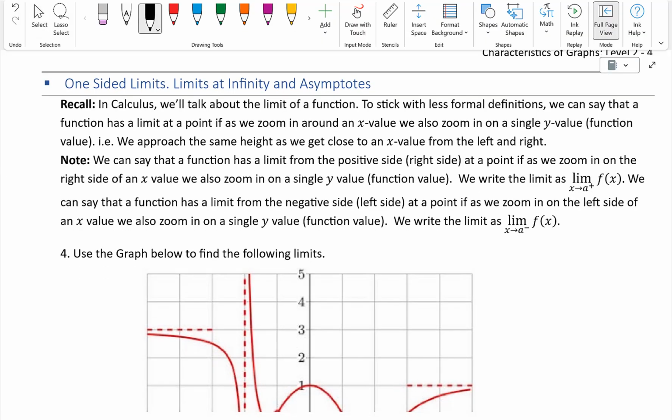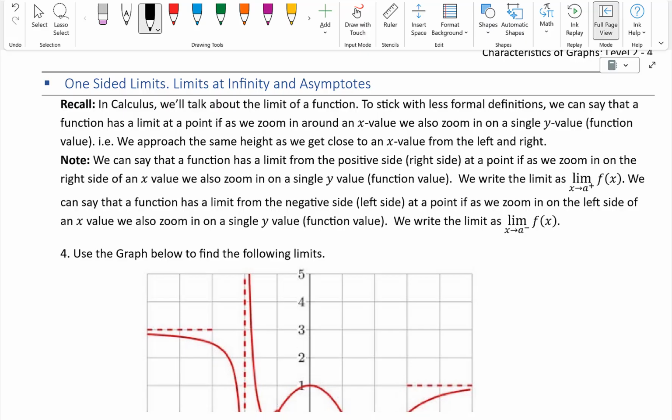And for our last objective, we've got one-sided limits, and we can talk about limits and infinity and asymptotes a little bit, and we'll touch on them way more when we do the graphing sections. But recall, in calculus, we'll talk about the limit of a function. To stick with less formal definitions, we can say that a function has a limit at a point if, as we zoom in around an x value, we also zoom in on a single y value or function value, i.e. we approach the same height as we get close to an x value from the left and right.